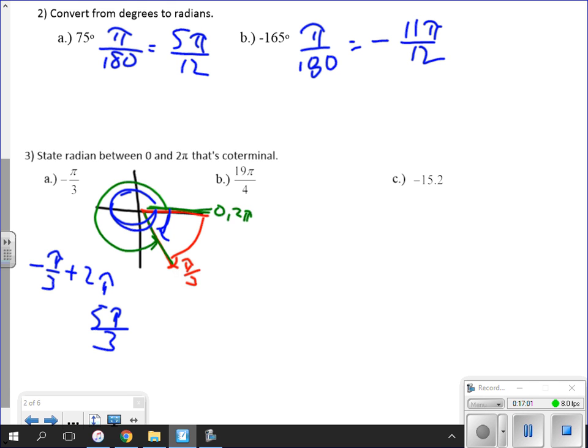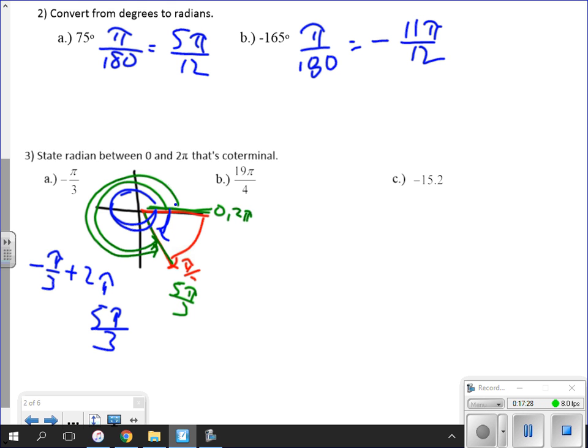This angle measurement from here going around, that's 5 pi over 3. So negative pi over 3 and 5 pi over 3 are coterminal angles. And 5 pi over 3 is between 0 and 2 pi. That's where we like to have our range. Not our domain, our range. We want our range between there.